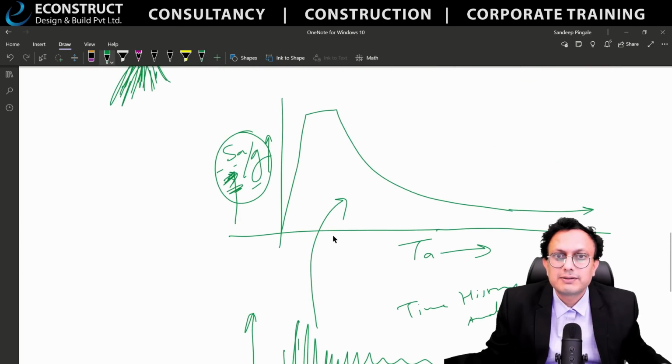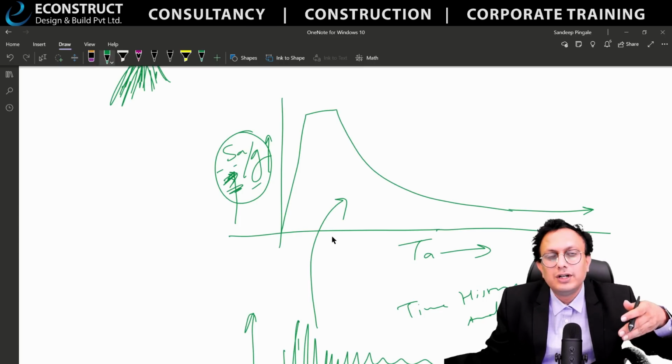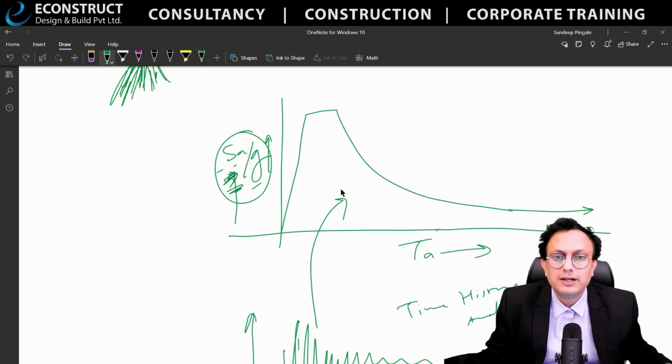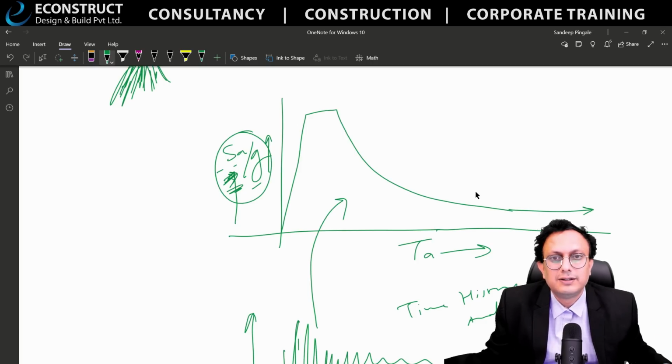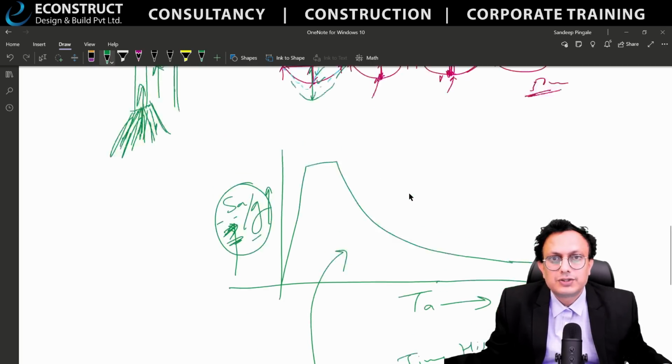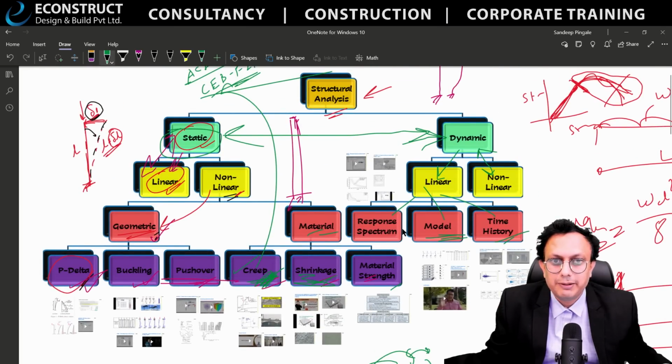Why? Because it is compiled with, let's say, the time history of the Bhuj earthquake, the time history of the Nepal earthquake, or some Killari earthquake. But this response spectrum is like, for the entire India, it is one graph only. It is like a standard, right? So both types of analysis are related to dynamic analysis, and modal analysis also I had told you.